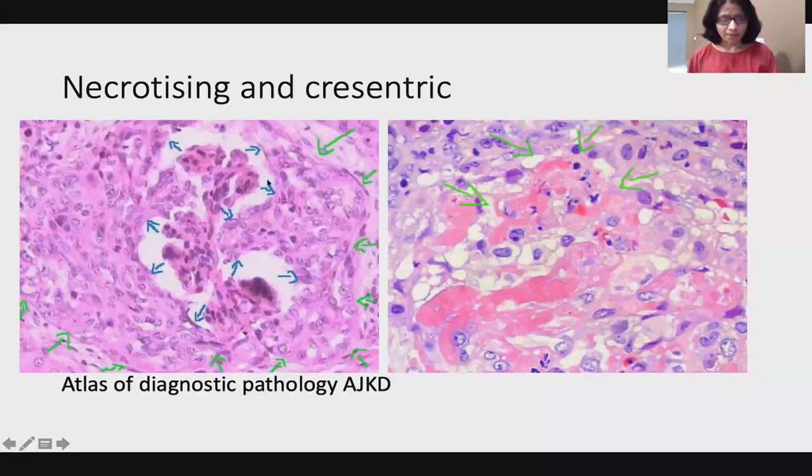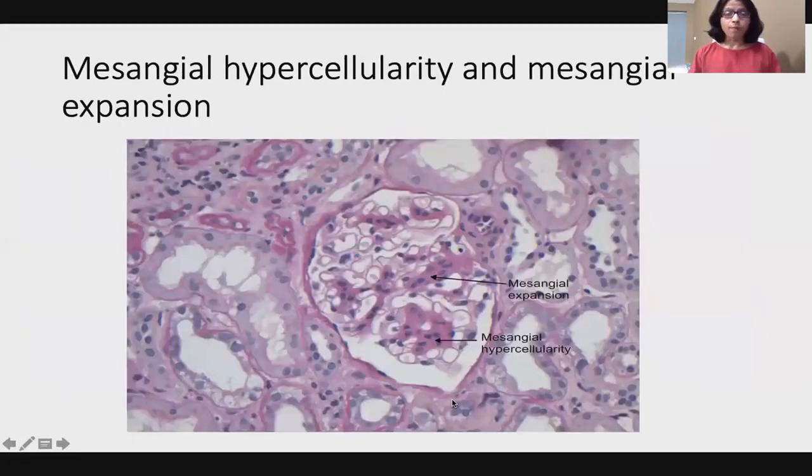So what is the crescentic pattern? As I mentioned, in the normal Bowman's capsule there was just a single layer lining it. When this layer becomes more than 2 cells thick and involves at least 10% of the circumference, we call it a crescent. So this here, marked by the green arrows and also by the blue arrows, are your crescents. As I mentioned, they can be cellular, fibrocellular, or a combination of both. The next pattern is your mesangial proliferative or mesangial hypercellularity, where just the mesangium is expanded and the number of cells are more than 4 together.